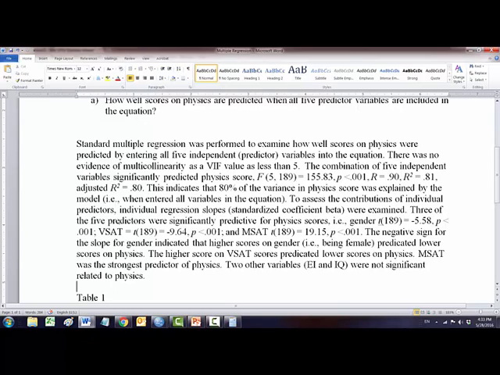3 of the 5 predictors were significantly predictive of the physics score, that is gender, VSAT, and MSAT scores. The negative sign for the slope for gender indicated that the higher score on gender, that is being female, predicted lower score on physics. The higher score on VSAT predicted lower score on physics. MSAT was the strongest predictor of physics. And the 2 other variables, EI and IQ, were not significantly related to physics.